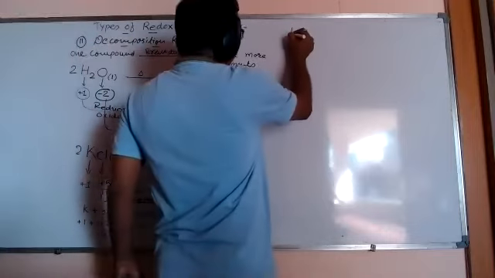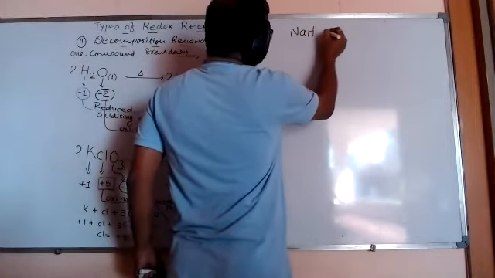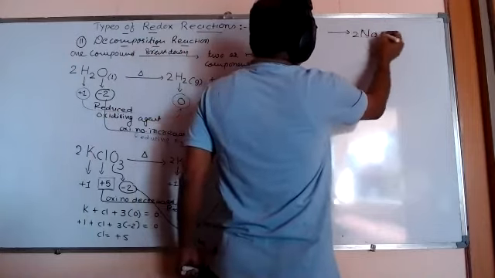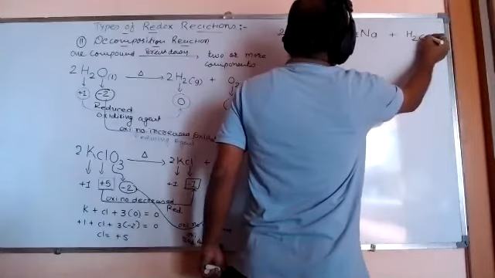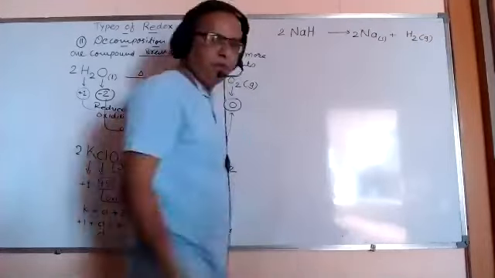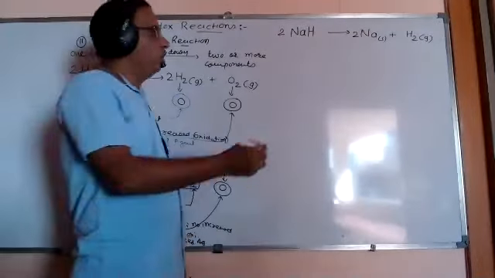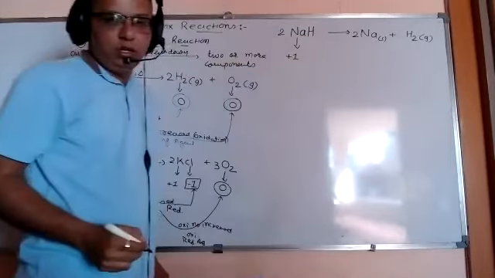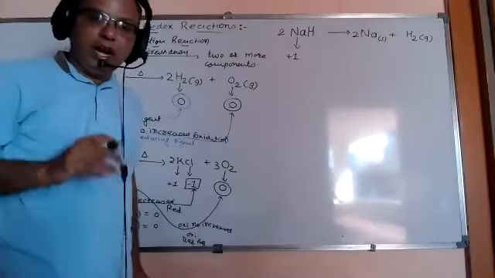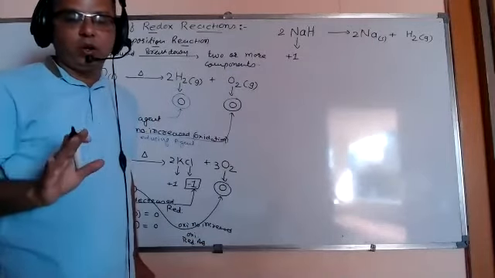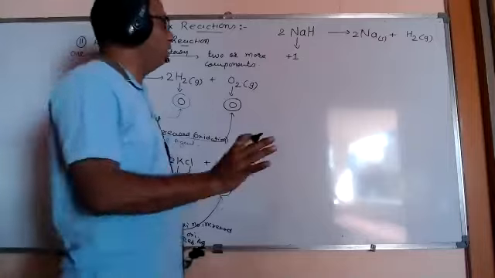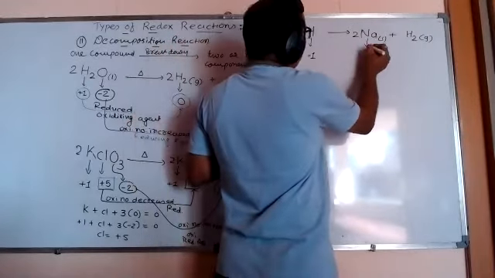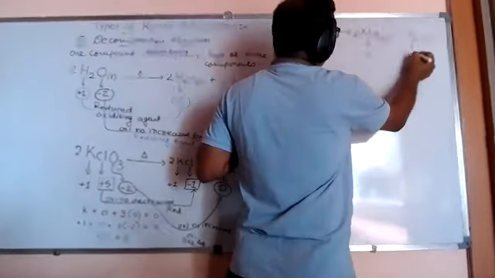One last example, let's consider a metal hydride. This is sodium hydride decomposed to sodium and hydrogen gas. This is a very simple decomposition reaction, friends. Sodium hydride, sodium is always +1. Sodium, an alkali metal, never changes its oxidation number. It is always +1. Hydrogen here is -1. Sodium alone 0. Hydrogen alone 0.